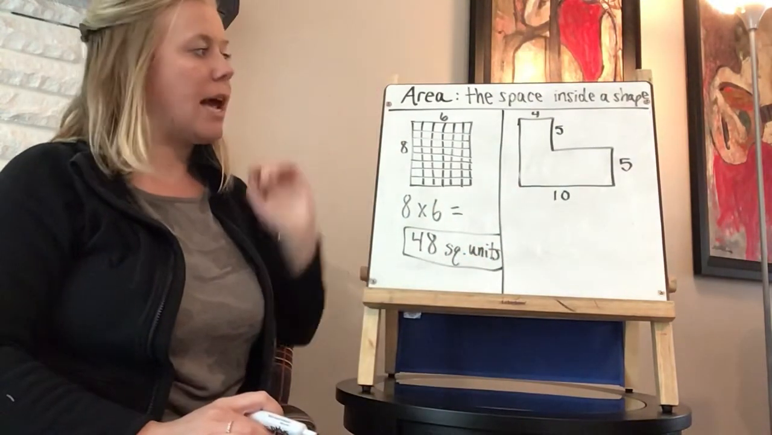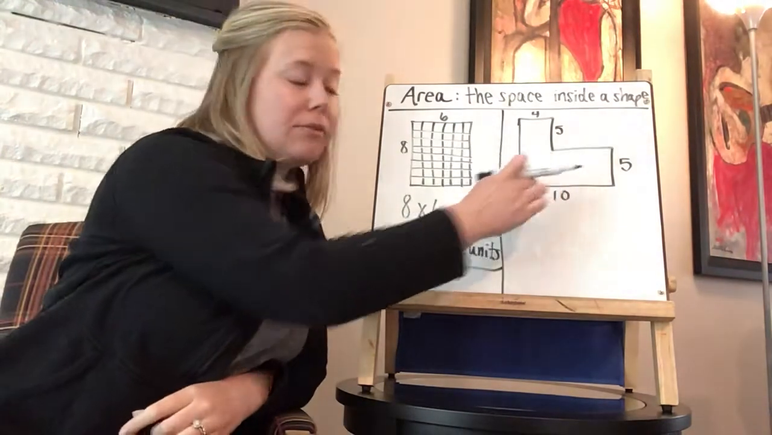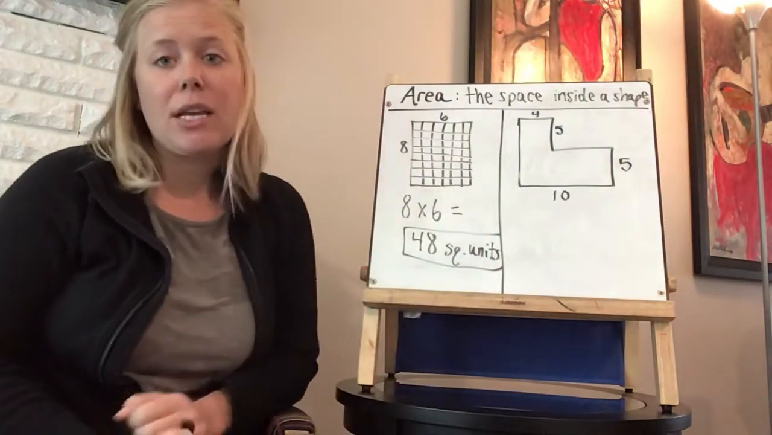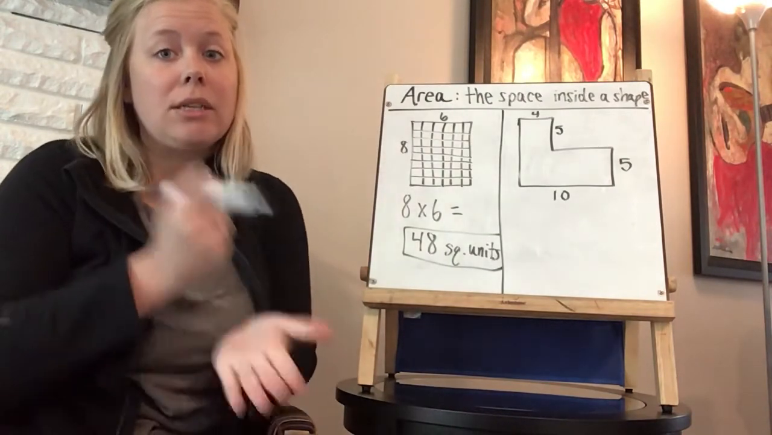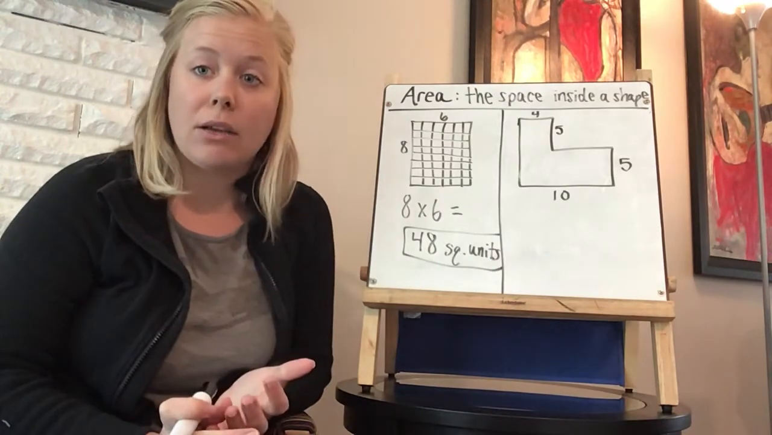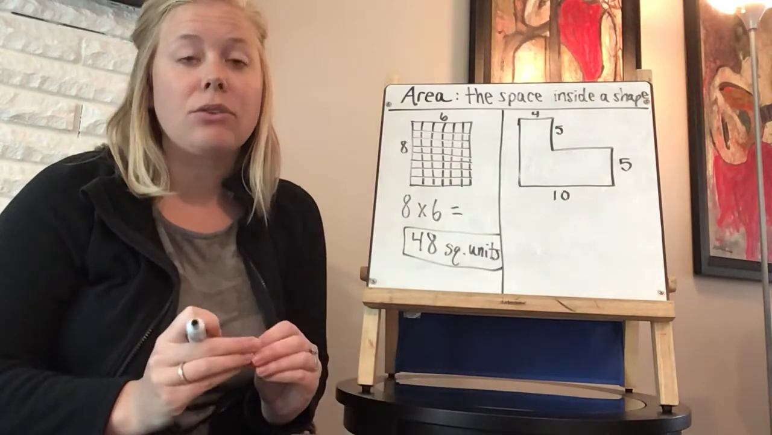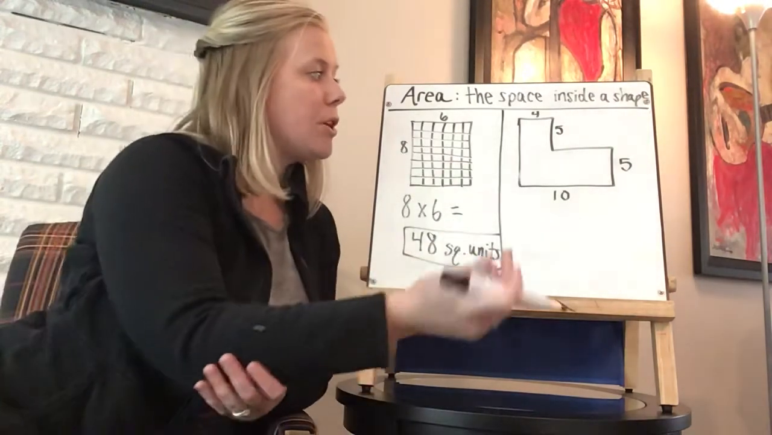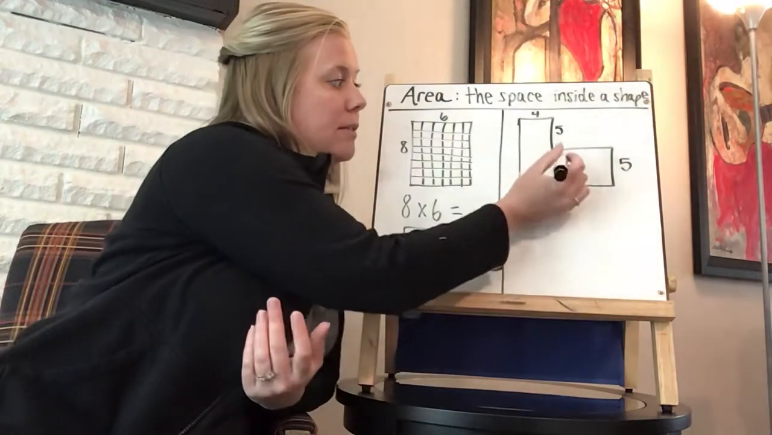8 rows of 6. Now, when it gets more difficult is when we have something called a composite figure, where it's not a perfect rectangle or square, and we need to decompose it, okay? So we're going to decompose this shape into 2 smaller rectangles, and we are going to multiply and add them together using distributive property.